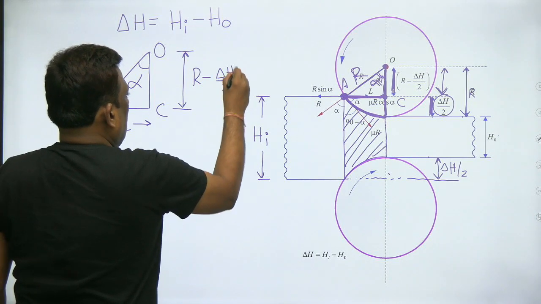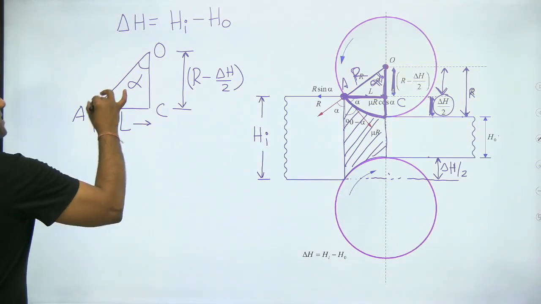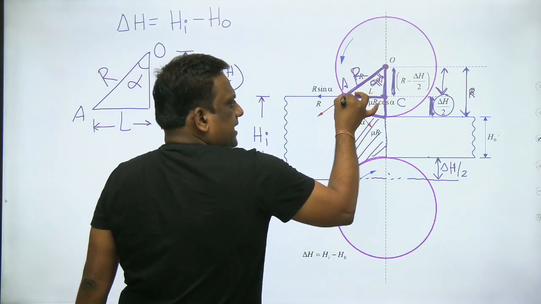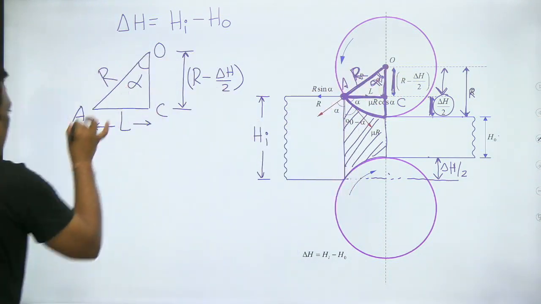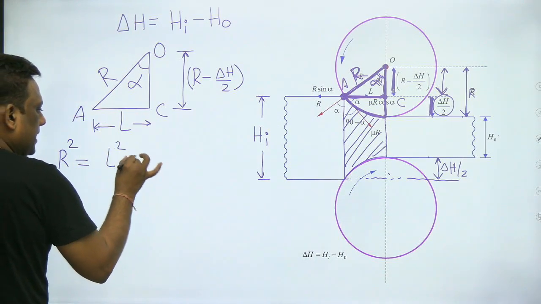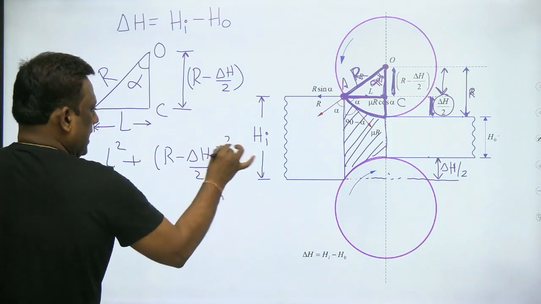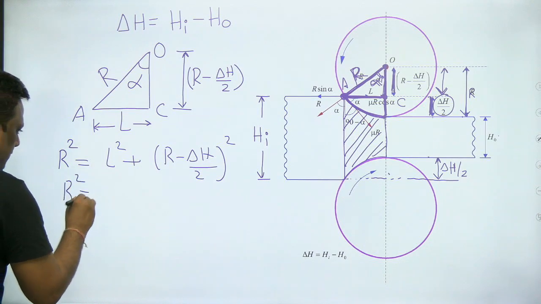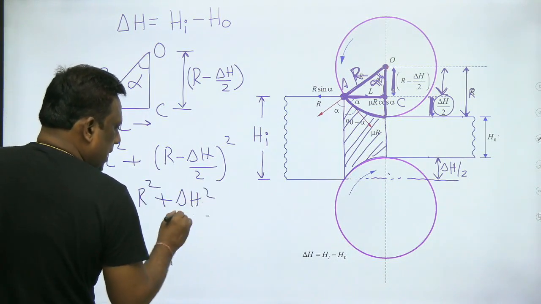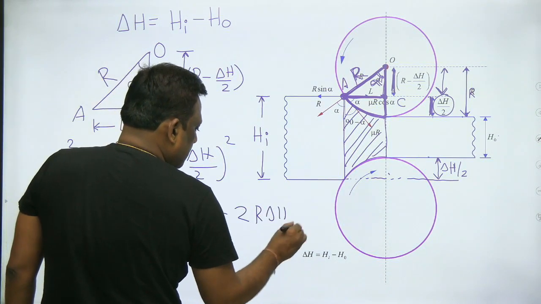Very good. Now, let me apply the simple Pythagoras theorem. This is the radius of the roll, capital R. So capital R square, the hypotenuse square, is this L square plus R minus delta H by 2 whole square. So R square is equal to L square plus R square plus delta H square by 4 minus 2R into delta H by 2.